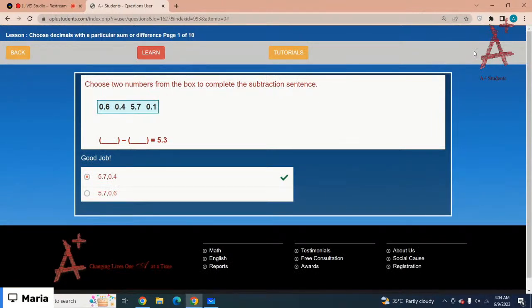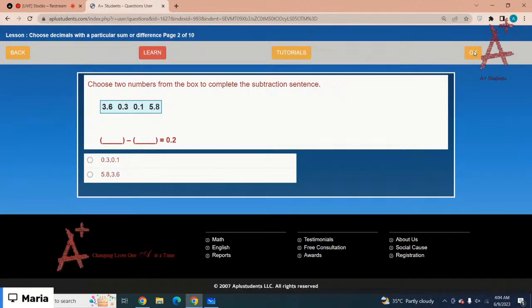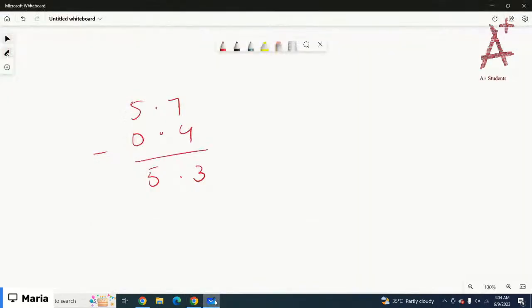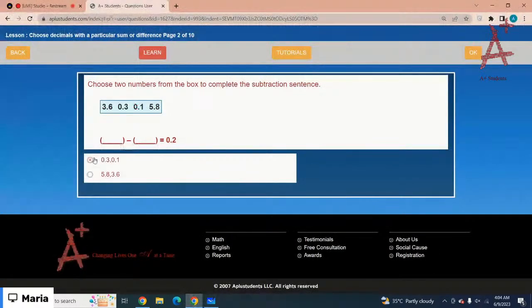Okay, the next one is choose two numbers from the box to complete the subtraction sentence. So now you have to select two numbers whose difference is 0.2. Got it? You can simply check the options. Let's just check for the first one. 0.3 take away 0.1. So 3 take away 1 is 2 and 0 take away 0 is 0. So we have to find the two numbers whose difference is 0.2. That means the numbers are 0.3 and 0.1. Option number 1 is the correct option.